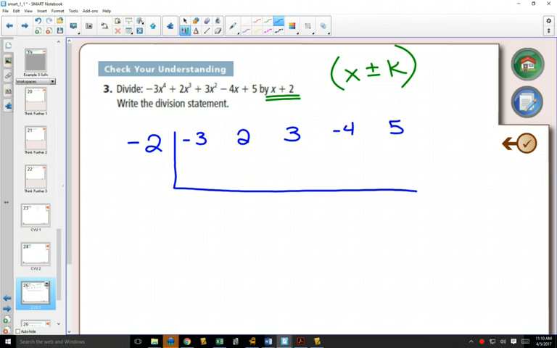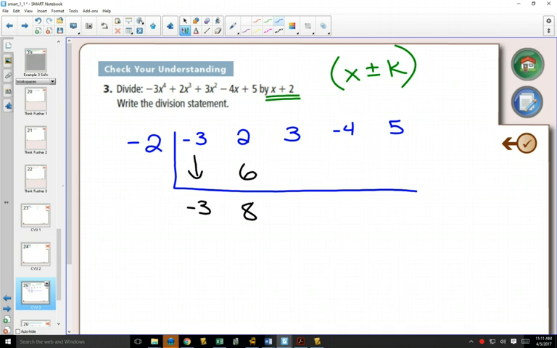So now that we've set up synthetic division by writing the coefficients and changing the sign, the steps are as follows. You always bring down your first number. Then with that first number, you multiply it by the -2 that's out front. So this -3 here gets multiplied by -2, and you will get +6 there. And then we add. 2 plus 6 is 8.